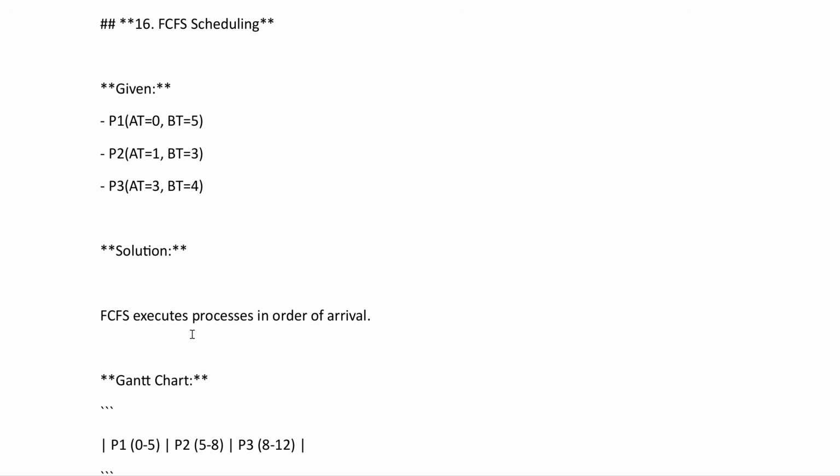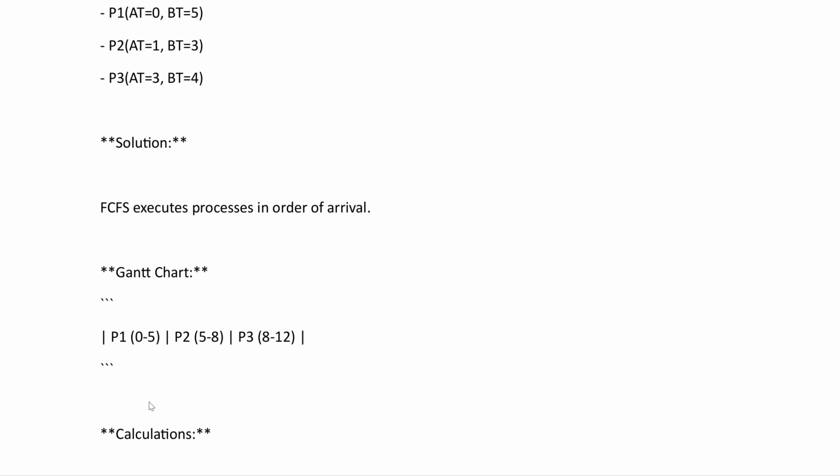The first come first served CPU scheduling algorithm executes processes in order of arrival. So the process which arrives first will be executed first for its given units of burst time. So the Gantt chart can be like this.